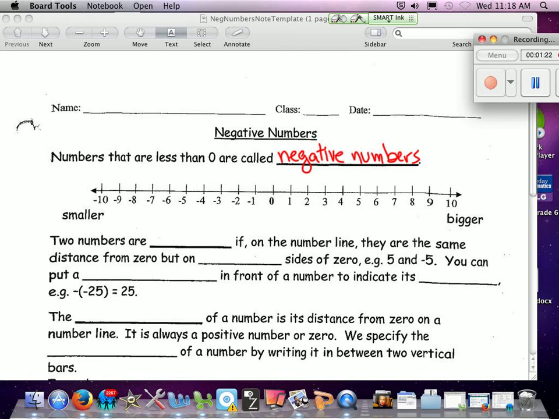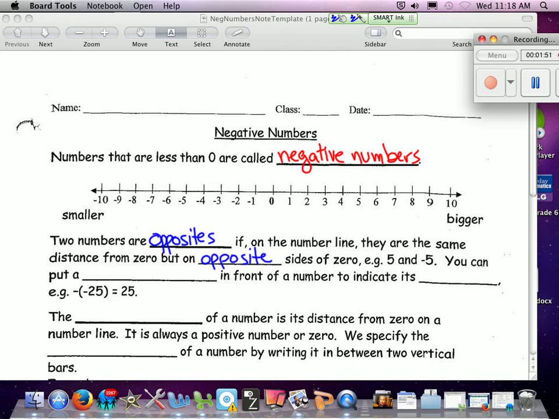So two numbers are opposites. Opposites was one of the terms that we had. Two numbers are opposites if on the number line they are the same distance from 0 but on opposite sides of 0. So for example, 5 and -5 are opposites of each other. If you're asked to give the opposite of something, you're never going to say they're equal.